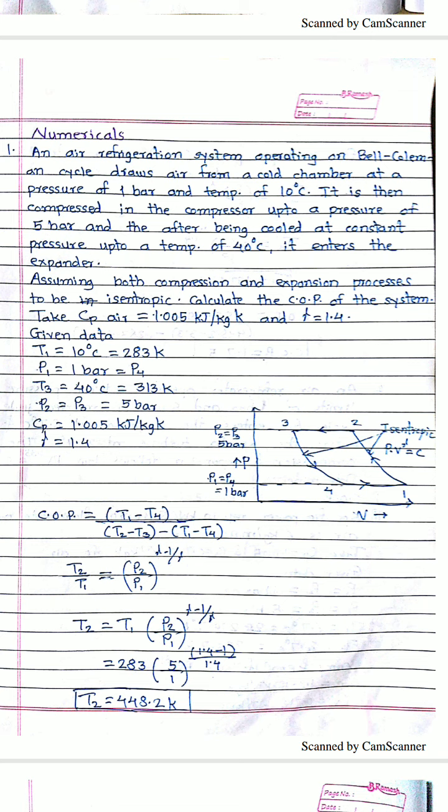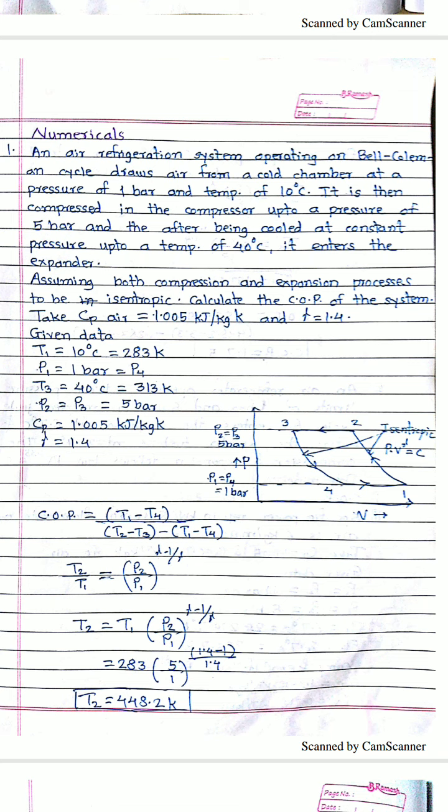It enters the expander, assuming both the compression and expansion processes to be isentropic. Calculate the COP of the system. Take Cp of air equal to 1.005 kilojoule per kg Kelvin, or somewhere it can be given as 1005 joule per kg Kelvin. And the gamma value for isentropic process is always equal to 1.4.